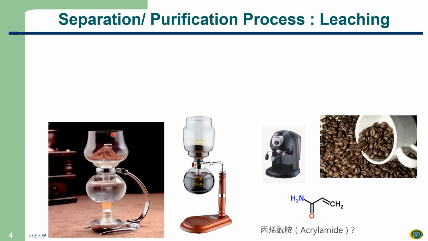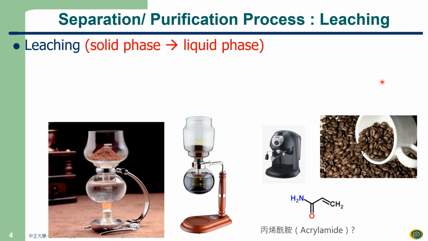So the first one I want to introduce for the separation and purification process is called leaching. What does that mean, leaching? Do you drink coffee? If you drink coffee, you know that the liquid coffee is from a coffee bean. So you need to get something from the coffee bean and it becomes liquid. So this is what we call leaching. Leaching is when you transfer things from the solid phase to the liquid phase.